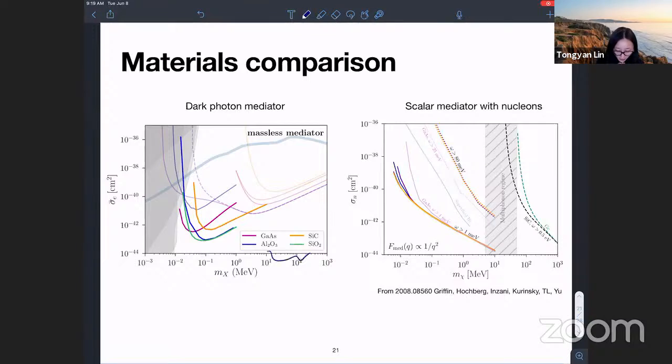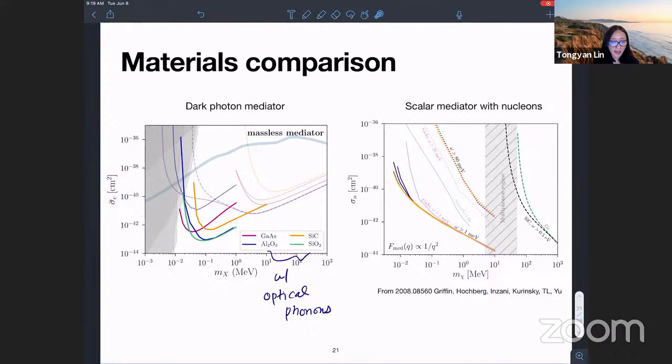So these are all with optical phonons. And what we see is that these materials with phonon excitation are particularly interesting because they're even stronger than the ones you would get from electron scattering, which are the ones shown above.